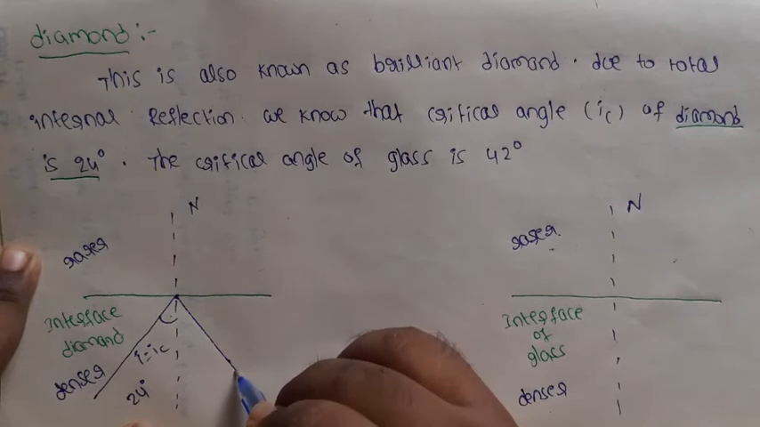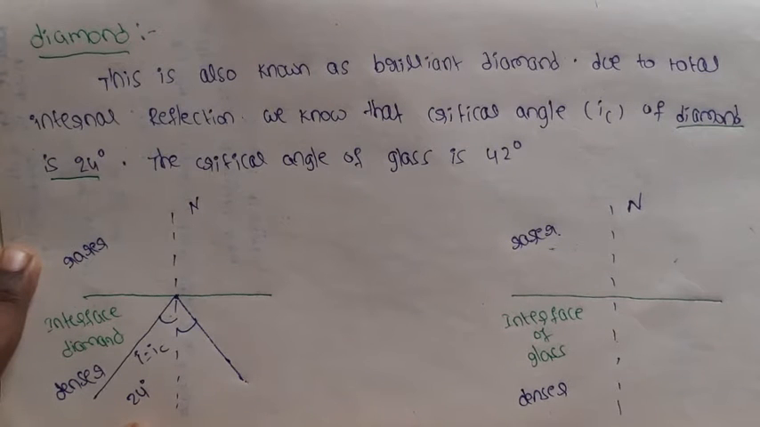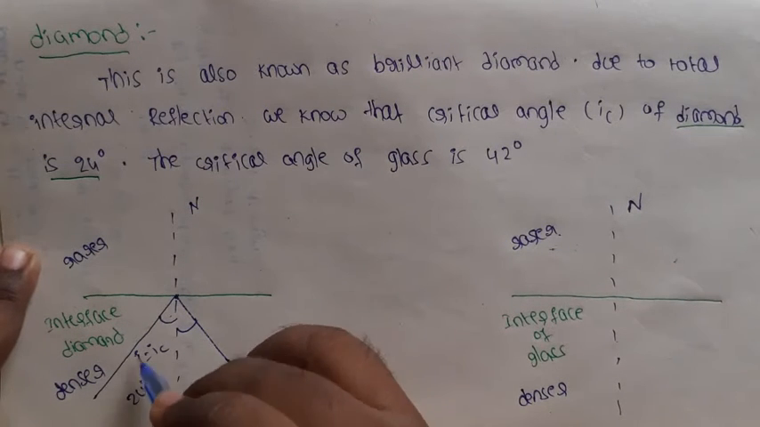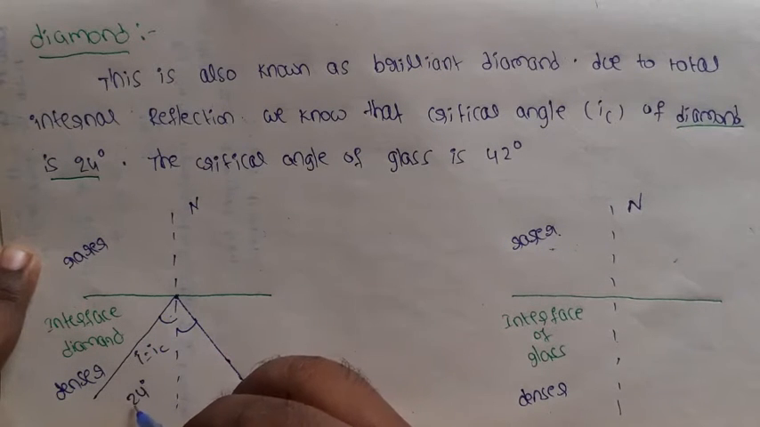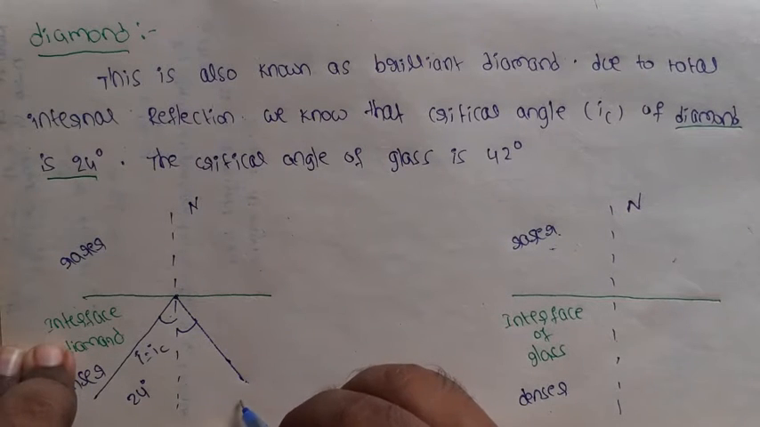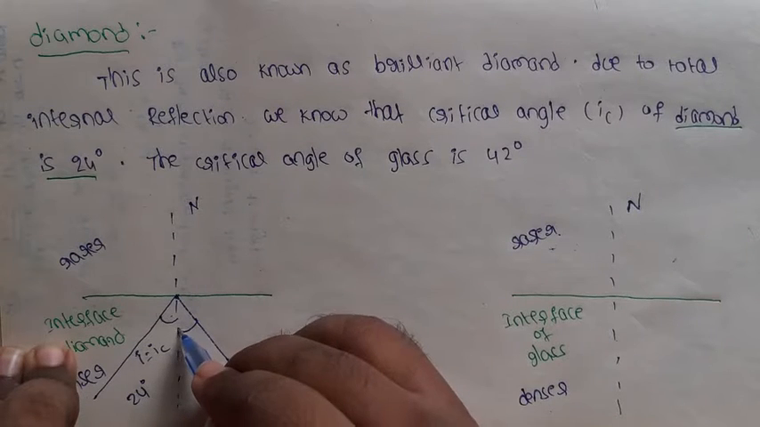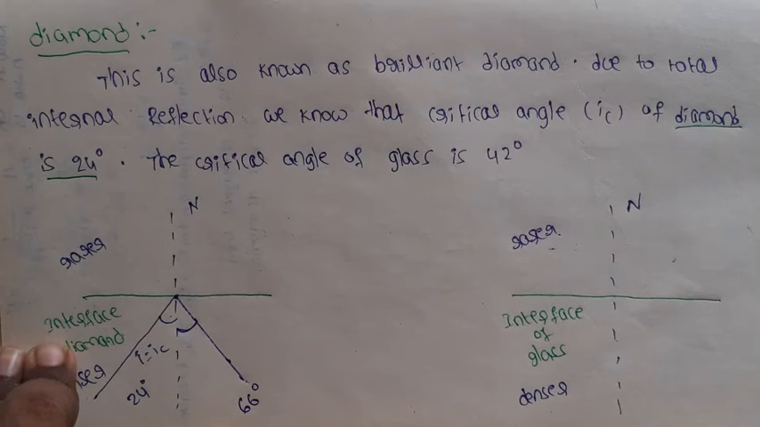This is the reflected angle. How much is the angle here? So this is totally 90. 90 minus 24 is 66. The 66 degree angle is the reflected angle.